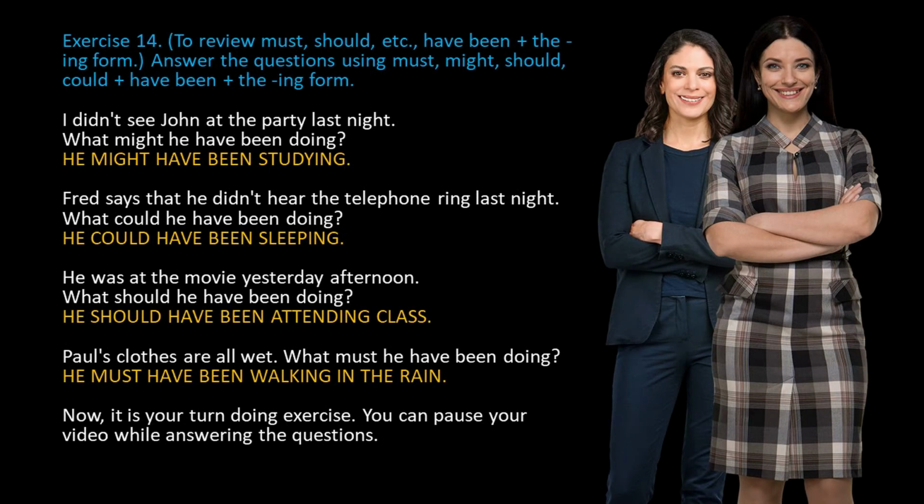Exercise 14. To review must, should, etc., plus have been, plus the -ing form. Listen to the situations in past time and the words which follow them. Answer the questions using must, should, etc., plus have been, plus the -ing form. I didn't see John at the party last night. What might he have been doing? He might have been studying.